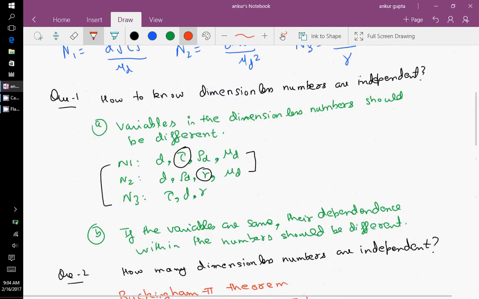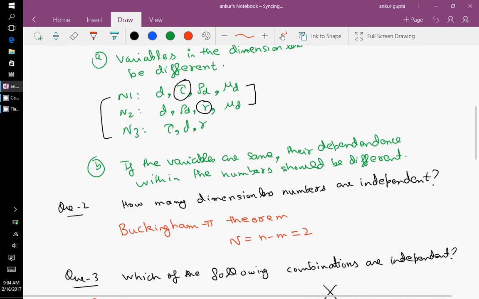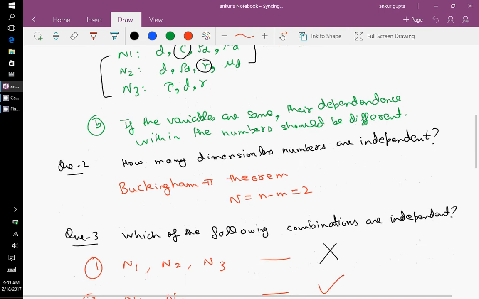We first discussed how to know that dimensionless numbers are independent. We look at the variables that they span, and if the variables are different, then the dimensionless numbers are independent. And if they're the same, we check their form, which is that their functional form within the variables should be the same. Most importantly, Buckingham Pi theorem has to be valid. No more than capital N equal to small n minus m numbers can be independent from each other.